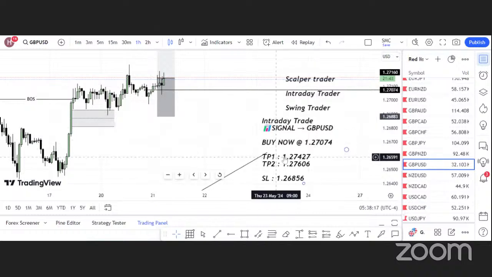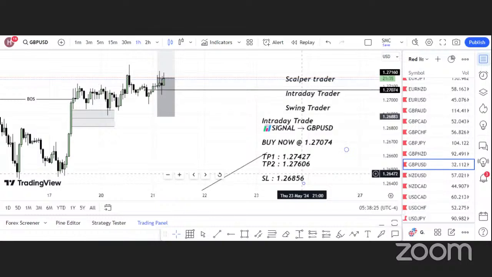Now let's go to take profit. We have the take profit one and the take profit two. The take profit one and the take profit two are options. So you can either use the take profit one as your take profit, or you use the take profit two as your take profit.